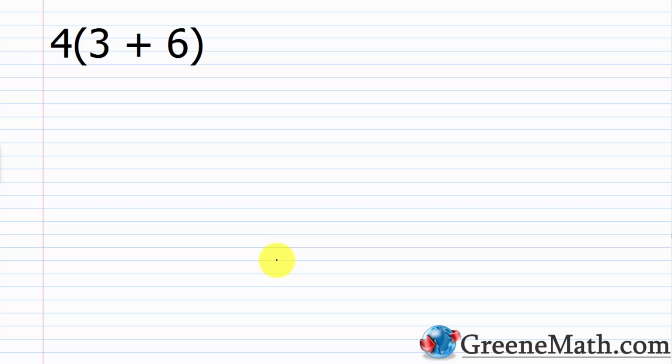Now let's talk a little bit about the distributive property. Before I get into that, let's think about solving this problem without using it. I know we haven't done the order of operations yet, but that tells us before we do anything else to perform operations inside of parentheses. So we have 3 plus 6 inside of parentheses. 3 plus 6 is 9. So this would be 4 times 9, or 36.